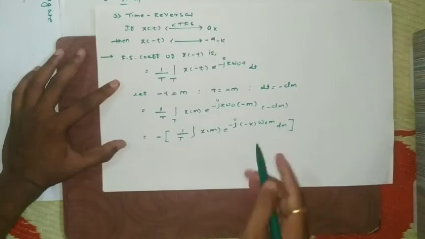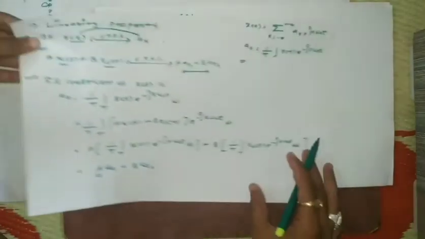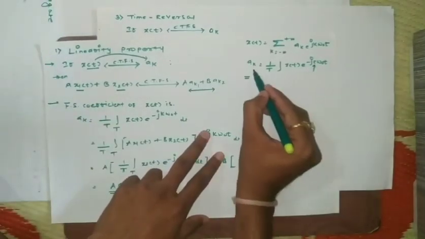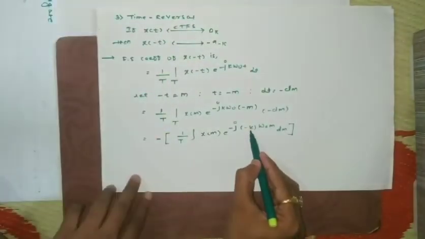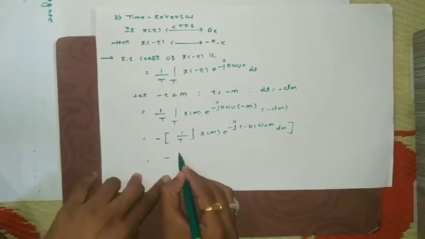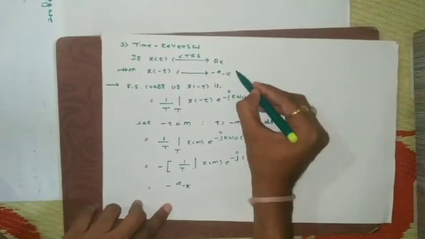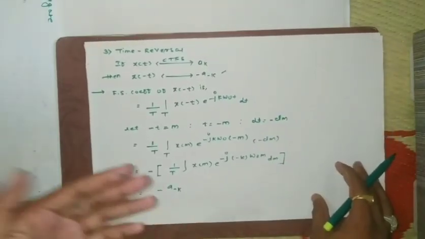Now if you analyze this particular formula that we have, if k is positive, its Fourier series coefficient is positive, and in this case k is negative, so this formula becomes -a_{-k}, and that is known as the time reversal property.